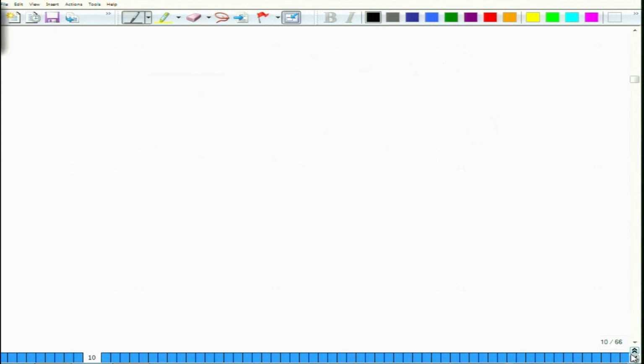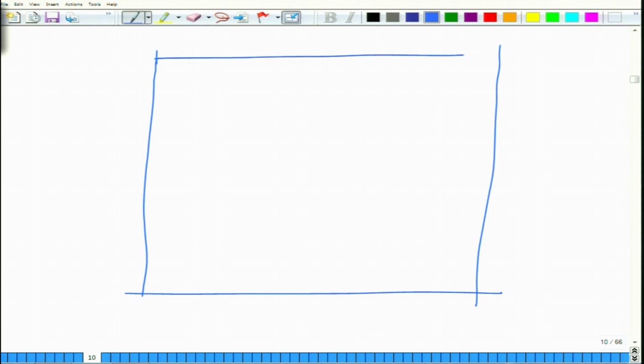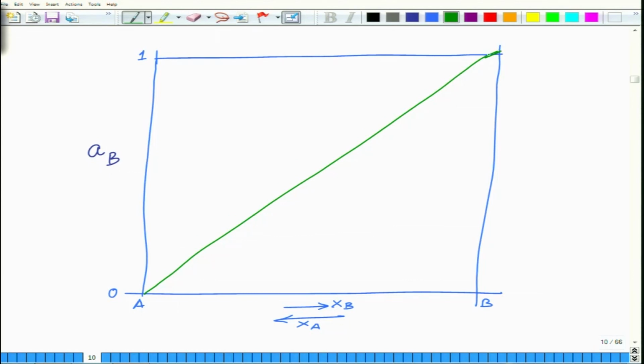Now if you plot these activities as a function of composition, let us say this is 1, this is 0, this is pure A, this is pure B. So this is X_B and this is X_A. First thing I plot is a_B, the activity of B in A. For an ideal solution, the activity a_B is equal to X_B, and this is basically given by what we call Raoult's law.